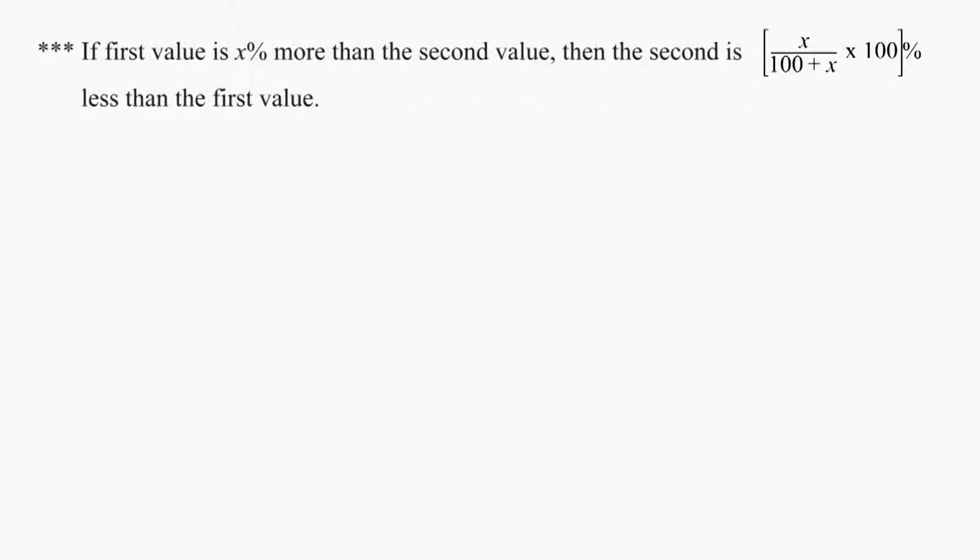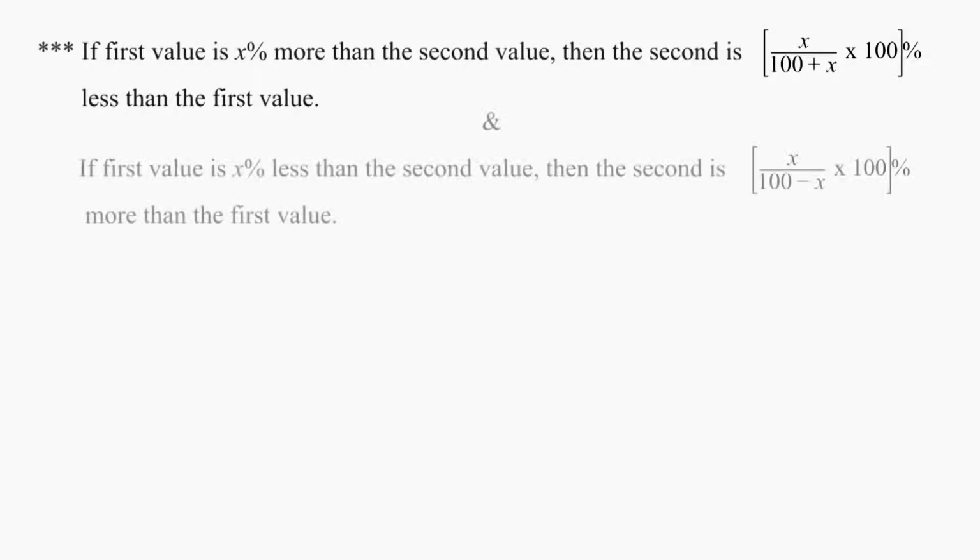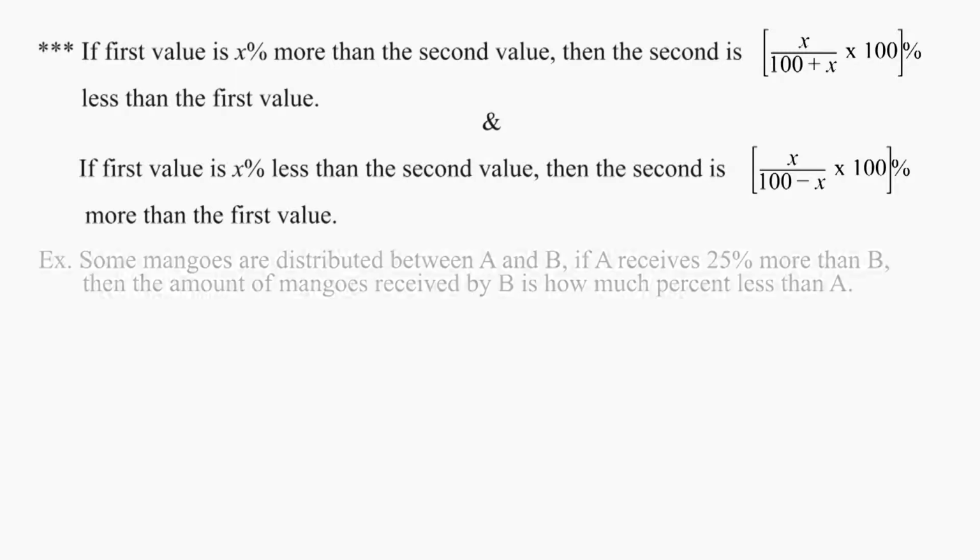If the first value is x% more than the second value, then the second is x by (100 + x) into 100% less than the first value. Alternatively, if the first value is x% less than the second value, then the second is x by (100 - x) into 100% more than the first value. Let's discuss more precisely by solving examples.